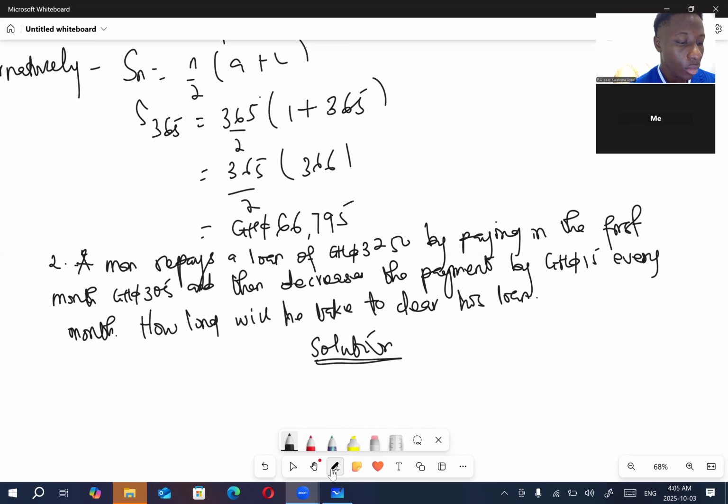But he has added 15 cedis every month. No, that's not it. Read it again. But he has reduced. No, read it again. You are not interpreting it well. You are not analyzing it well. Read it again.